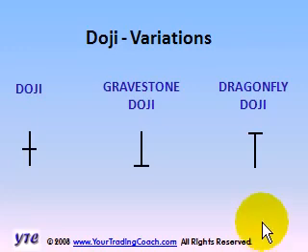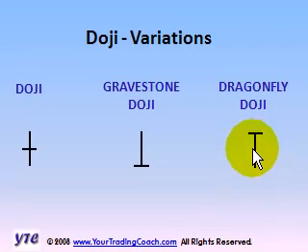The pattern on the right is called a dragonfly doji. In this case, the open and close are also the high price. So price opened here at the high, moved down to lows, and back up to close at the high.